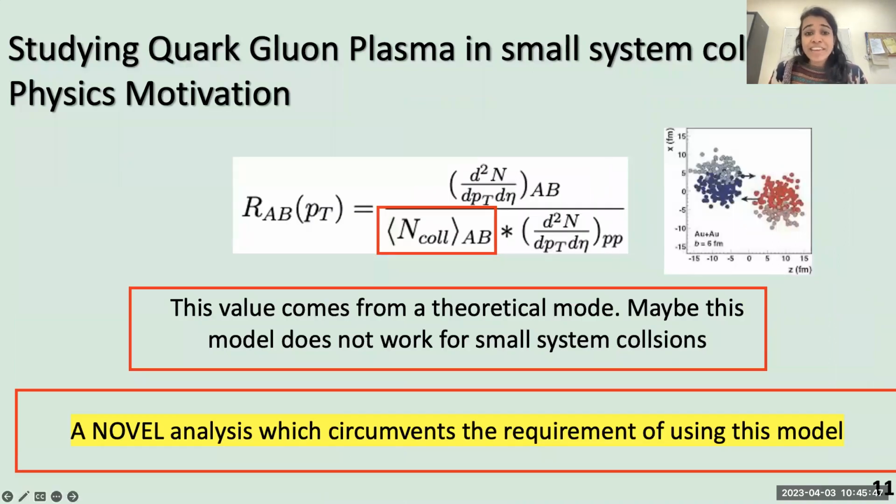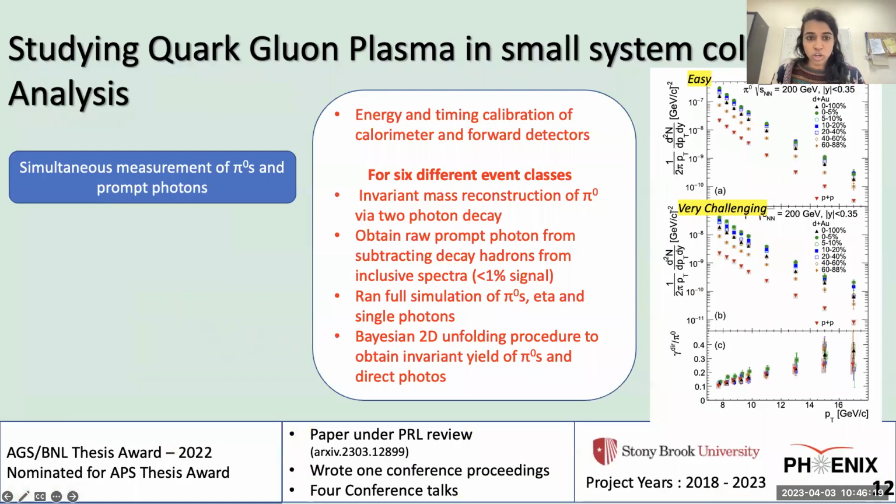I speculated, when I use the word scaled appropriately, like the number 60 that we decided on in this, is it possible that the way we determine that number is wrong? Because this number is not a purely experimental number. It takes some input from experimental data, but it's obtained using a theoretical model. Is it possible that this, which is a very, very successful theoretical model in heavy ion collision, does not work for small system collisions? So a novel analysis was introduced to circumvent the requirement of using this model.